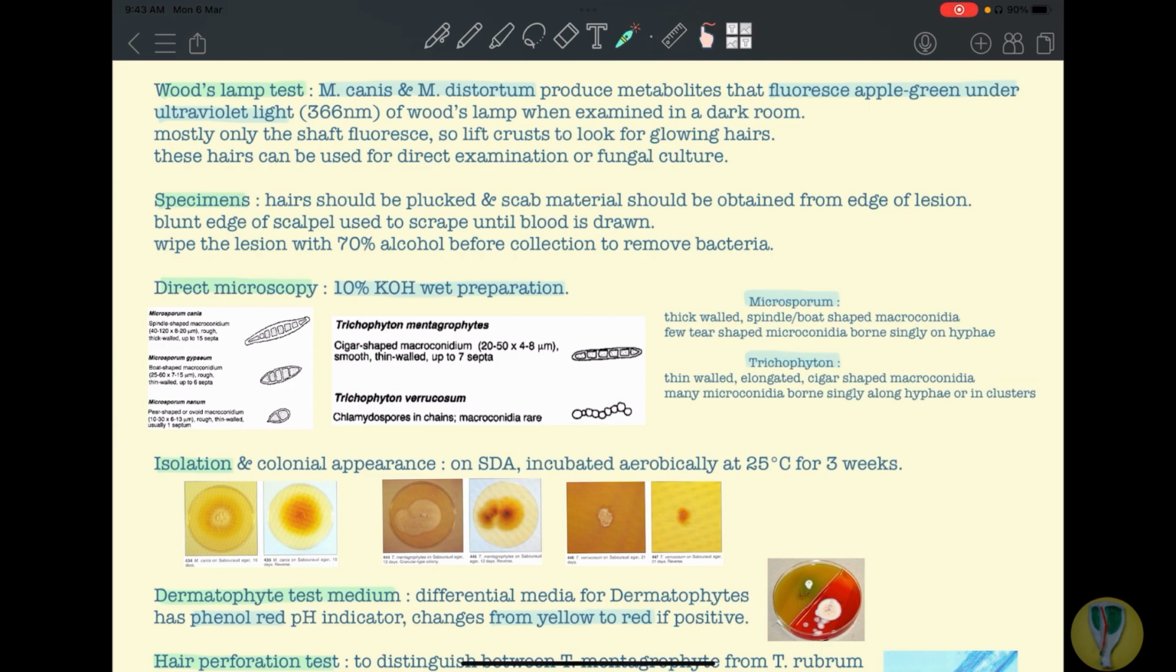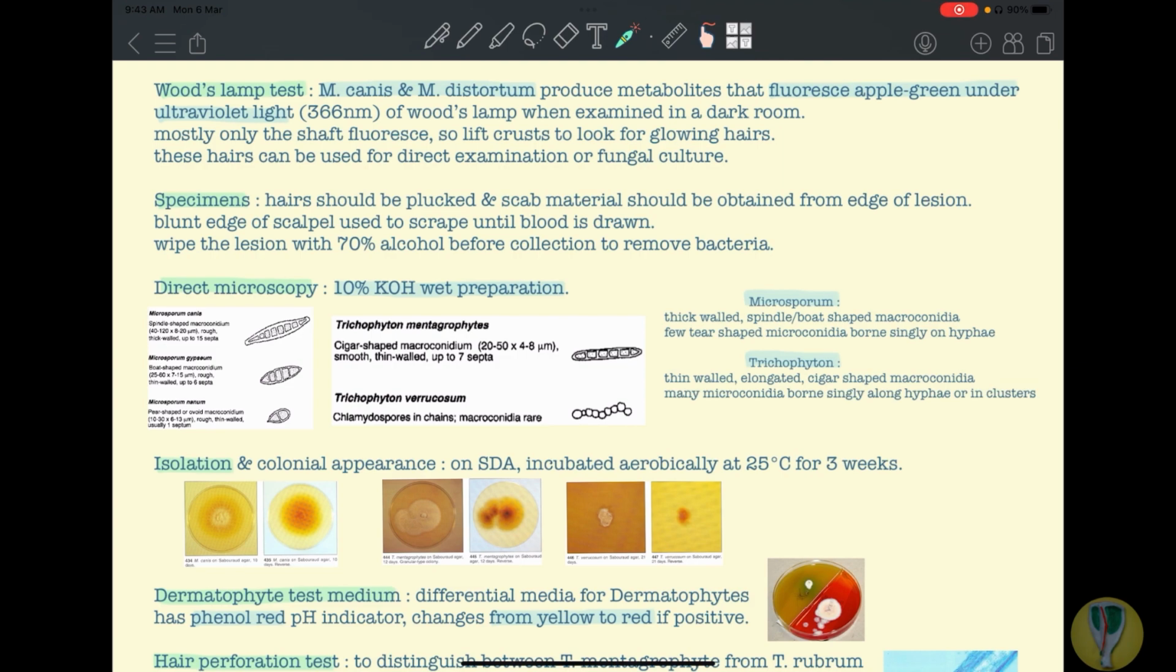Why? Because this is the layers of the skin, this is the hair. So the dermatophyte affect this shaft and root of the hair. Okay, so basically this region under the superficial layer. So that is why we have to scrape until the blood is drawn. Okay, so we can collect the actual fungi.